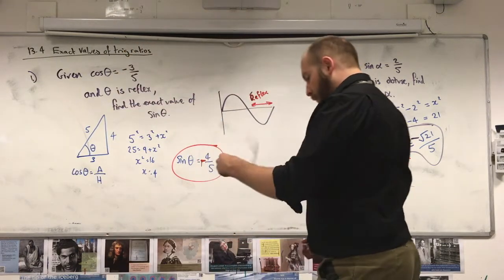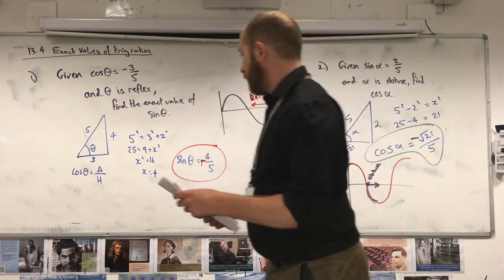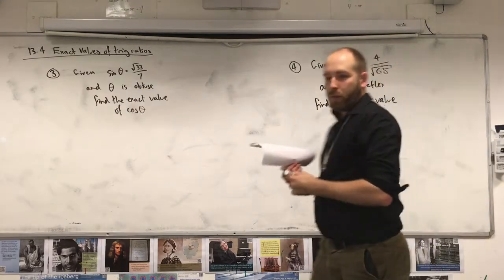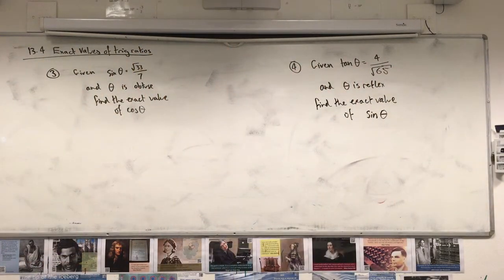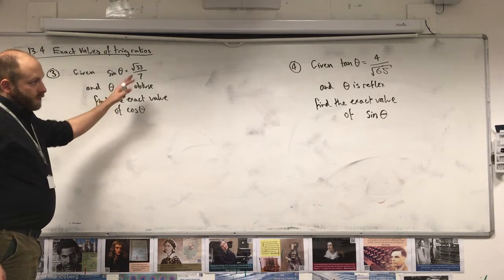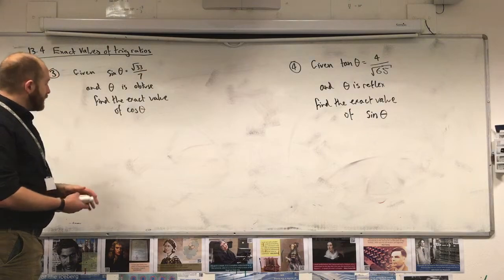So I reckon let's try one more, maybe 2 more of these, just because it's a bit different. Cool, right, if you want to pause it and try those 2, you can. Should be pretty similar to what we've done so far. So sketch a right angle triangle, find out if it's positive or negative for obtuse and reflex, and then work out what the exact angle is.